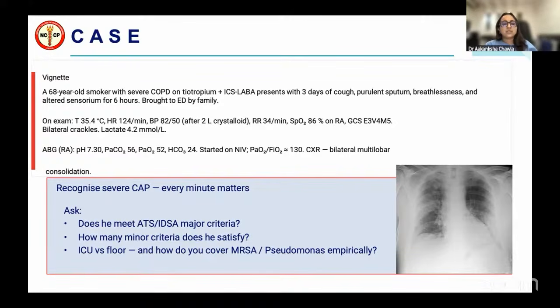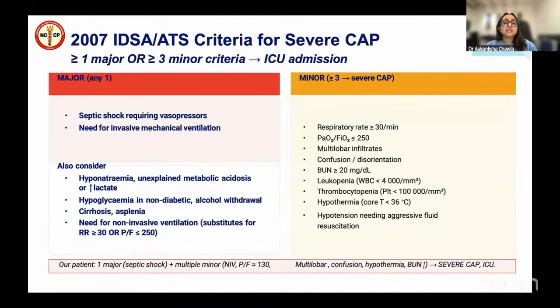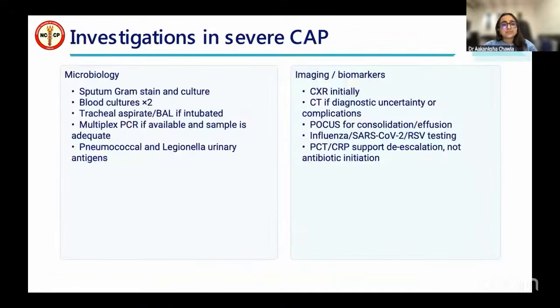So in experienced hands and experts, there won't be any confusion that this patient has severe CAP and needs to be admitted in the ICU. However, ATS and IDSA have a criteria for ICU admission for severe CAP patients, which involves more than one major or more than three minor criteria. And our patient, as you know, had one major plus multiple minor criteria. So naturally, this patient also required ICU admission.